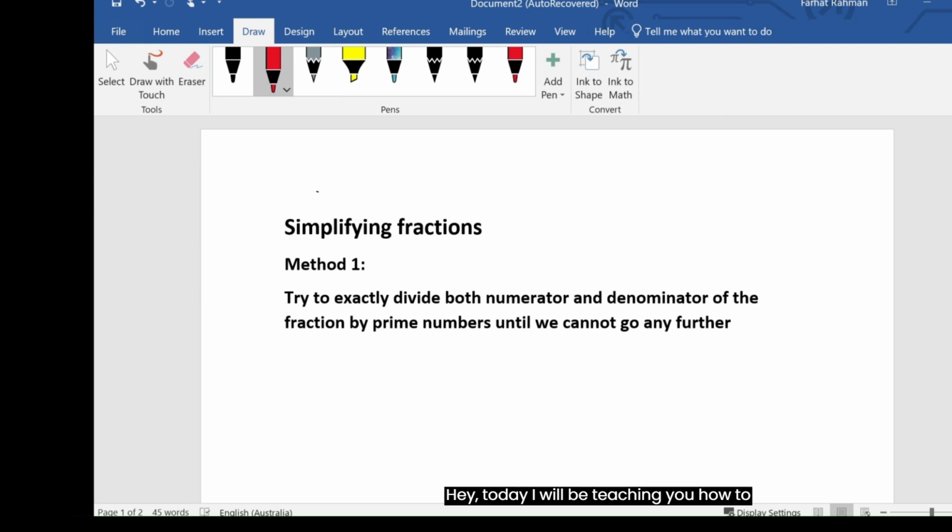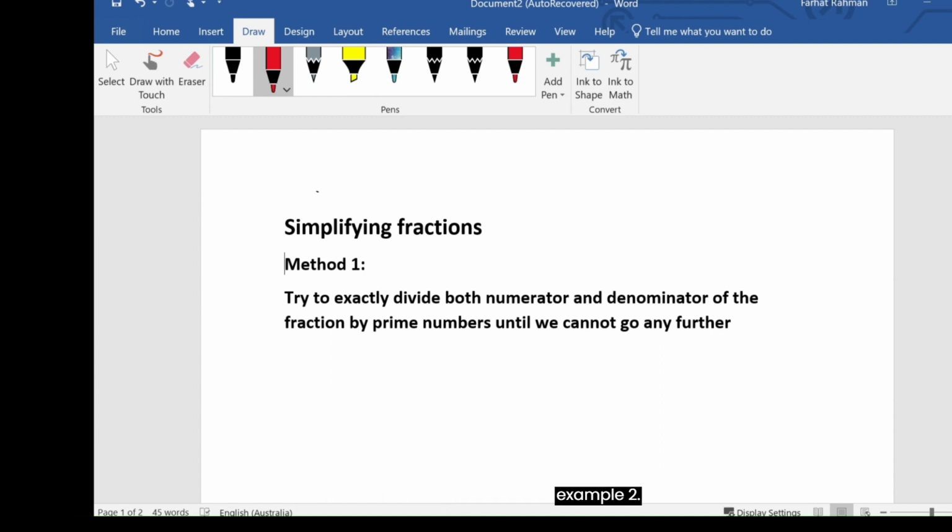Hey, today I will be teaching you how to simplify fractions. To do that, we first need to know what fractions are and their parts. So what is a fraction? A fraction is a part of a whole. It has a numerator and a denominator.